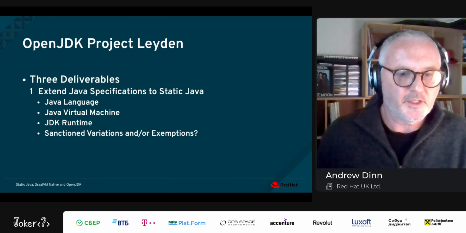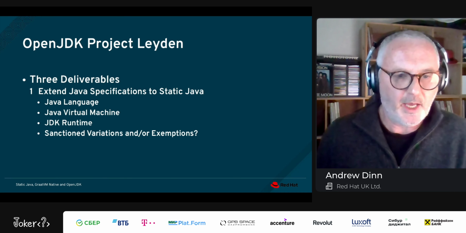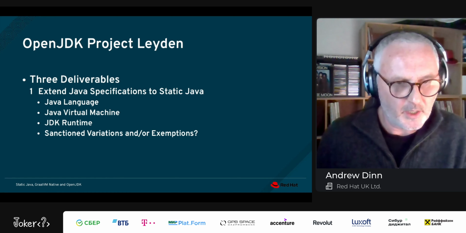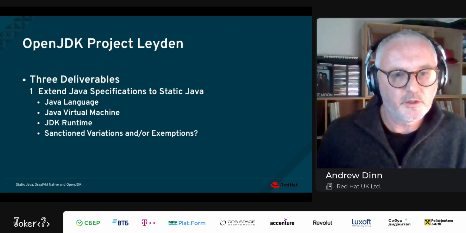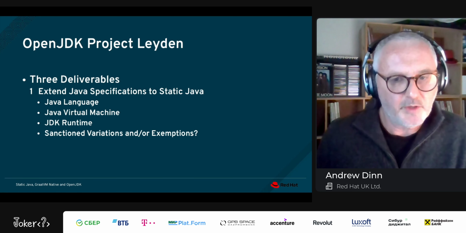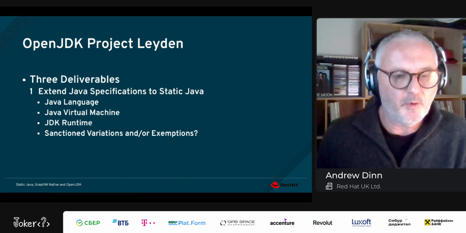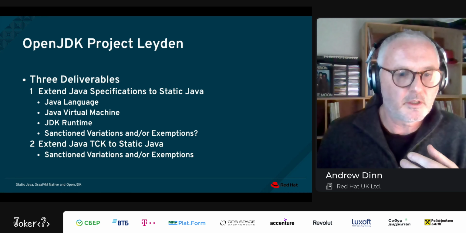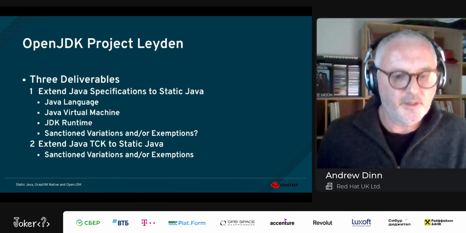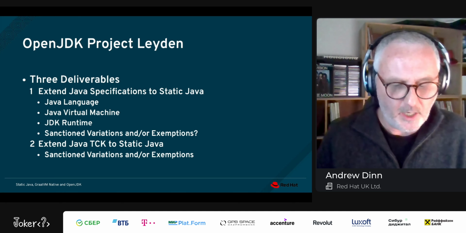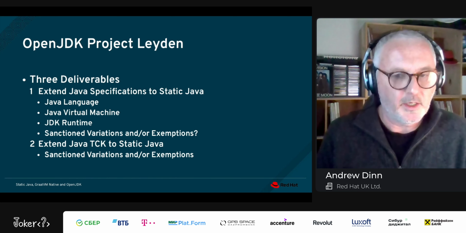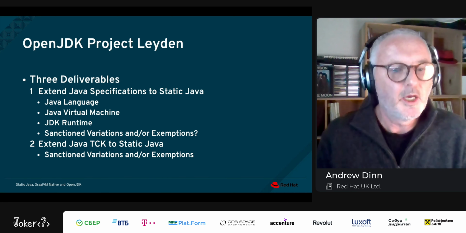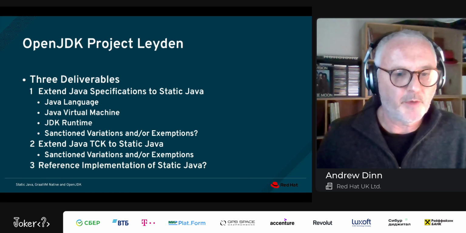So one of the deliverables is extensions to the Java specifications, possibly the language spec, the virtual machine spec, and the JDK runtime Javadoc specification, to say what things could be different in a static deployment, which things don't have to work or are allowed to fail in specific ways that are actually acceptable. And that's probably the biggest and most important task. The second task is then to extend the Java TCK to actually also deal with that situation and validate that any implementation that can pass the TCK is therefore spec compliant.